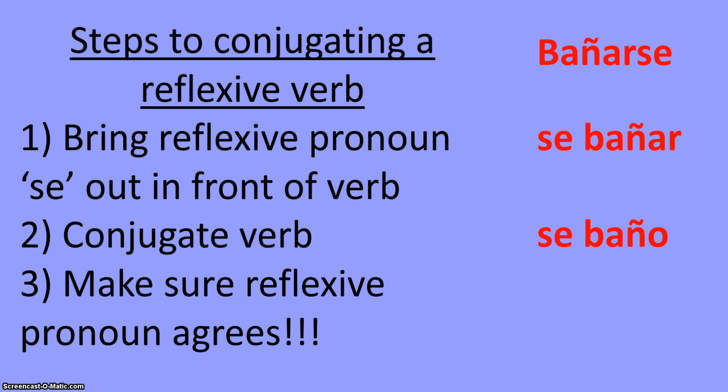And then I need to make sure that that reflexive pronoun agrees. Me baño. Because remember, the most important rule of a reflexive verb is that the subject both does and receives the action. Both the reflexive pronoun and the ending of the verb have to agree with the yo form, which they do.